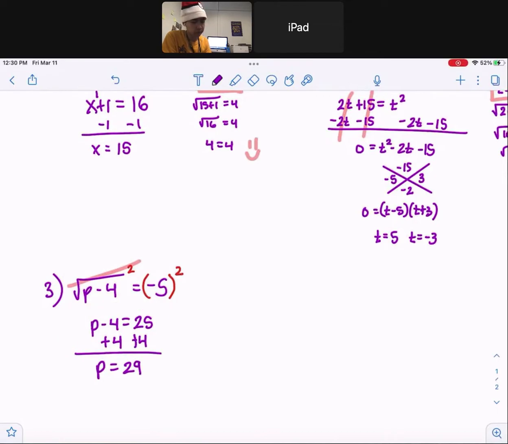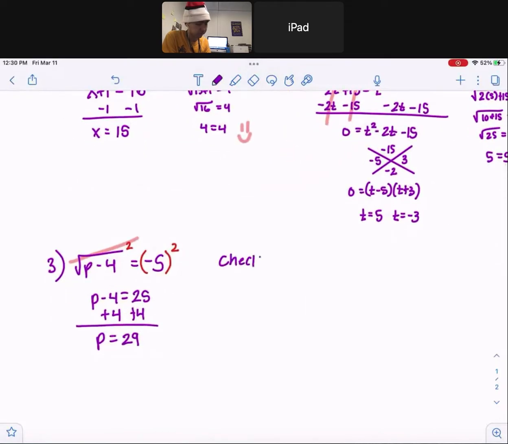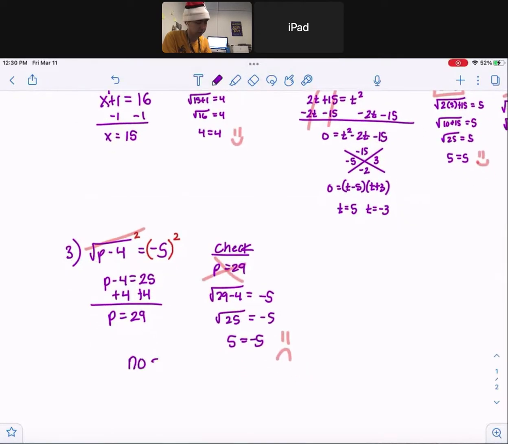And we just isolate it from here, you guys, because it's linear. So now let's plug this back into the original equation and see what we get, right? The square root of 29 minus 4 equals negative 5. We get 29 minus 4 is 25. Square root of 25 is just 5. Well, 5 for sure does not equal negative 5, so this can't be our answer. So the only thing we have left, you guys, is no solution, because our only answer we had was an extraneous solution. So we have no solution.